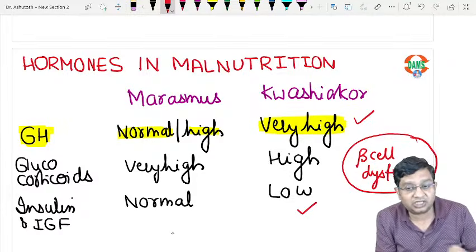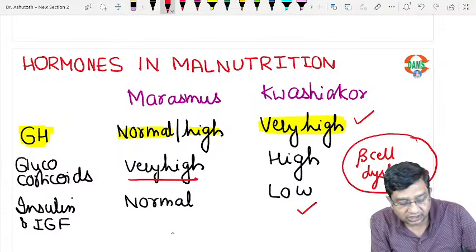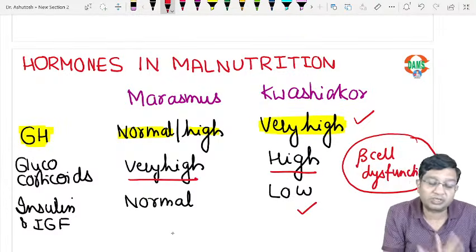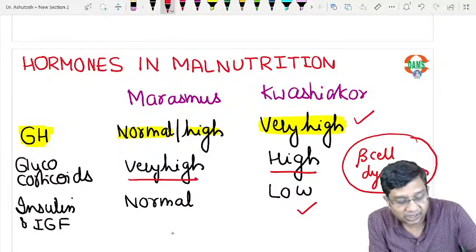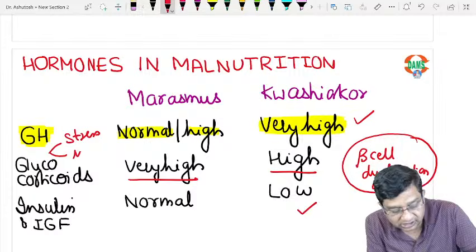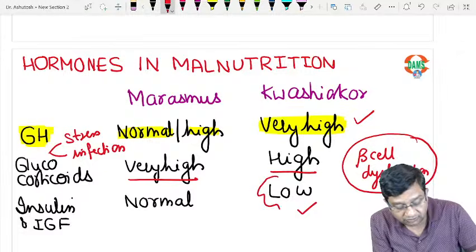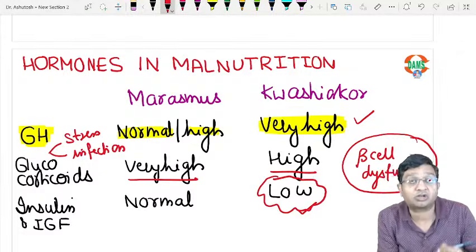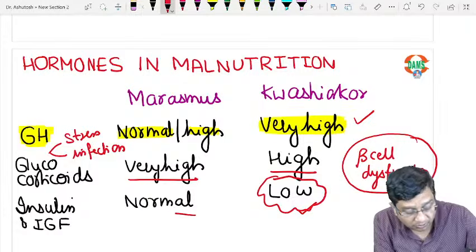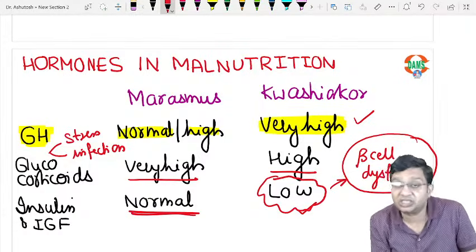Cortisol levels can increase in both. They can increase in marasmus also, they can increase in kwashiorkor also, but they are more increased in marasmus. And these glucocorticoids mainly increase due to stress, or due to infection. Then remember the insulin levels. Insulin levels are low in kwashiorkor, right? They can be normal in marasmus. Why are they low? Because of beta cell dysfunction.